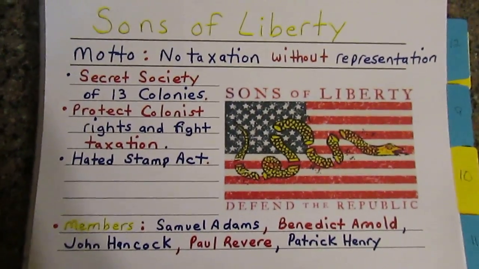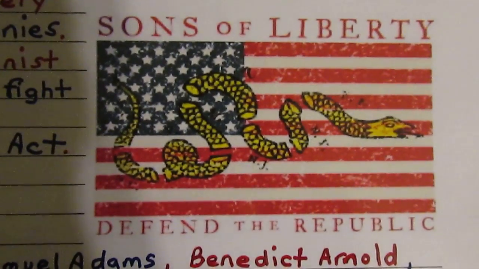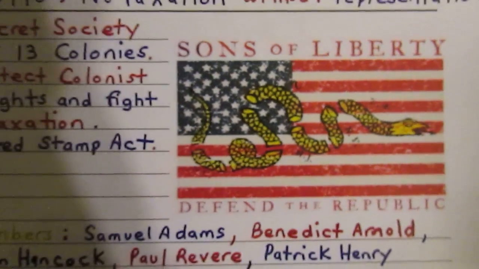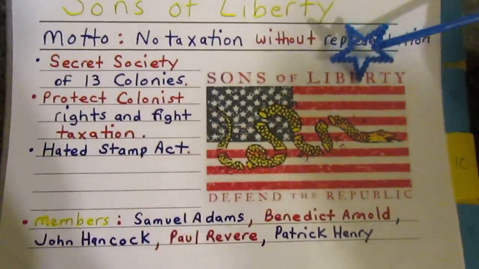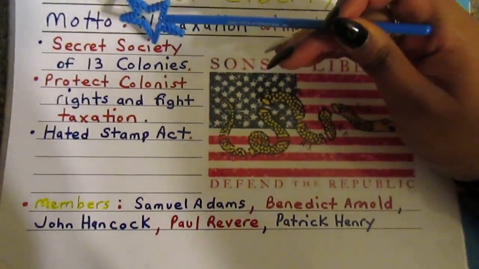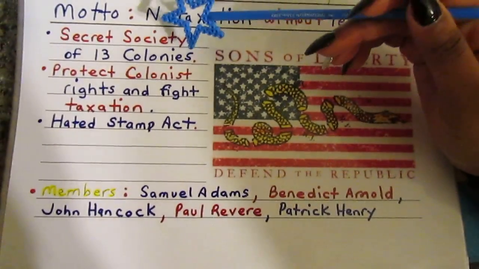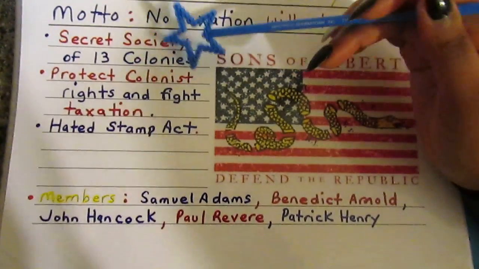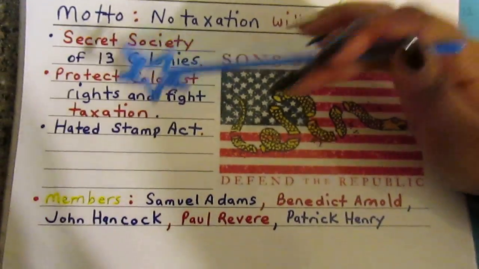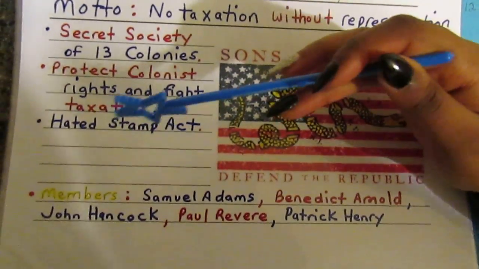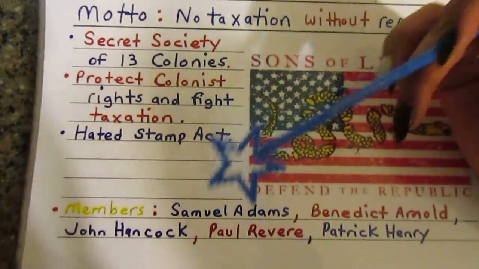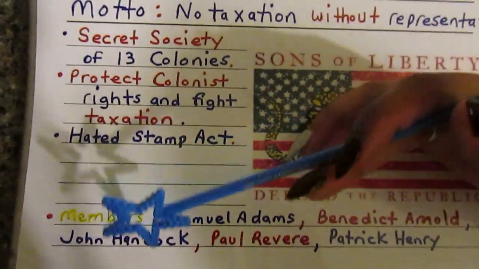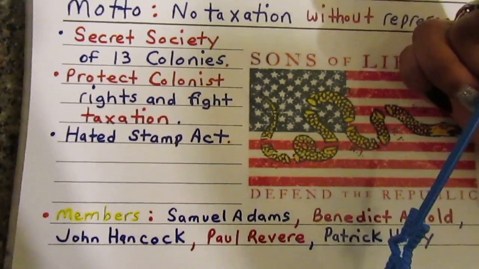The Sons of Liberty were the first organization created to oppose England, and their motto was, "No taxation without representation." They were a secret society of 13 colonies, and they protected the colonists' rights and fought taxation. And they hated the Stamp Act. Some members were Samuel Adams, Benedict Arnold, John Hancock, Paul Revere, and Patrick Henry.